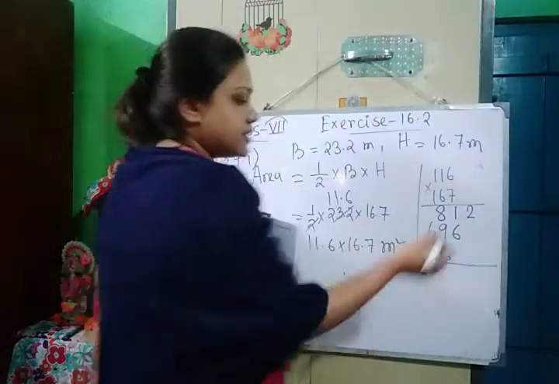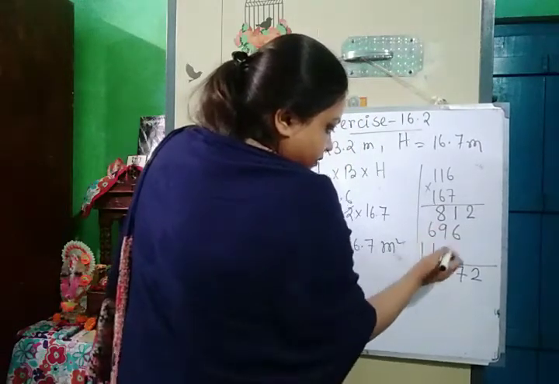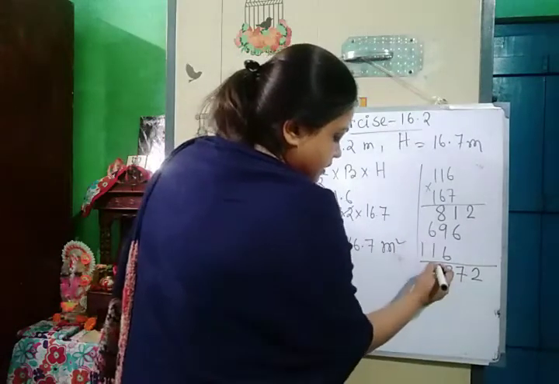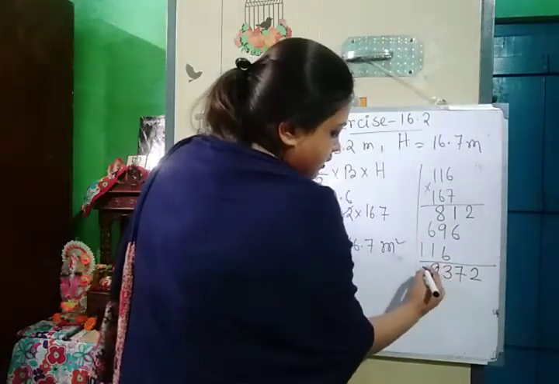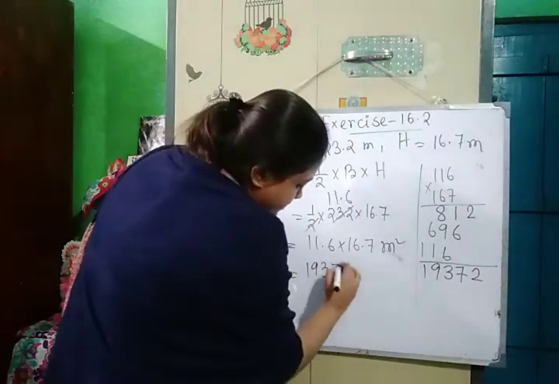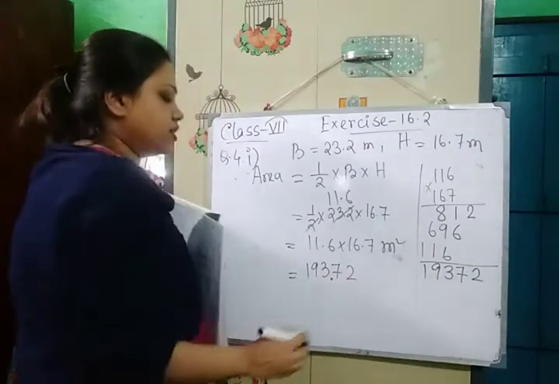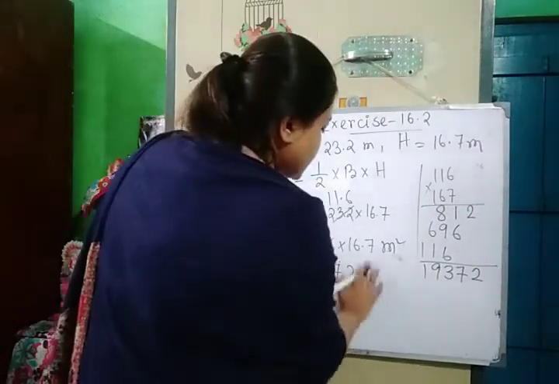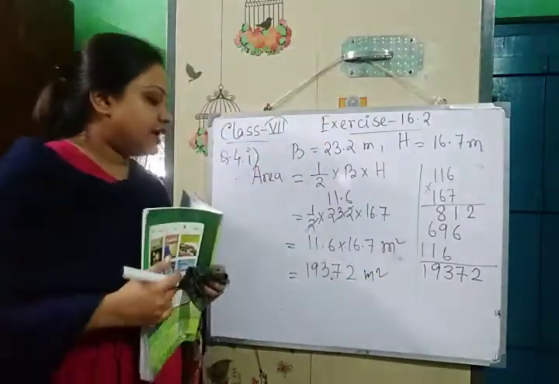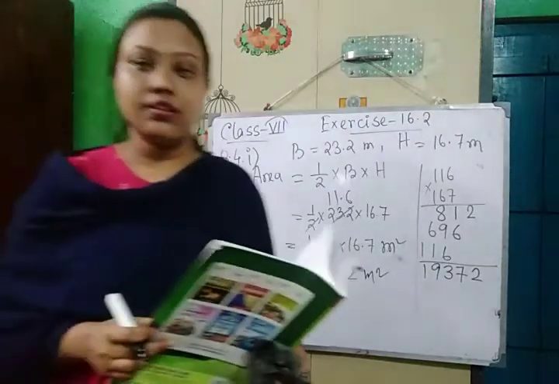Okay, now you can see this. So it will be 2, 7, 8 plus 9, 17 plus 6, 23. 2 in hand, 6 plus 1, 7 plus 2, 9. Nothing in hand, 19372. 19372 and the point will be put here. 193.72 meter square. Sorry. 193.72 meter square is the area of the triangle.